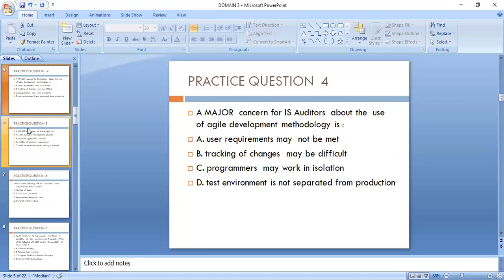Now, Agile development focuses on frequent changes, meeting users' requirements. So A is out. Programmers work in pairs most of the time in Agile development. And of course we still separate the test environment from the live environment. So leaving only B, because of the frequency of changes, it's possible that the changes may be difficult to track. So the answer is B.